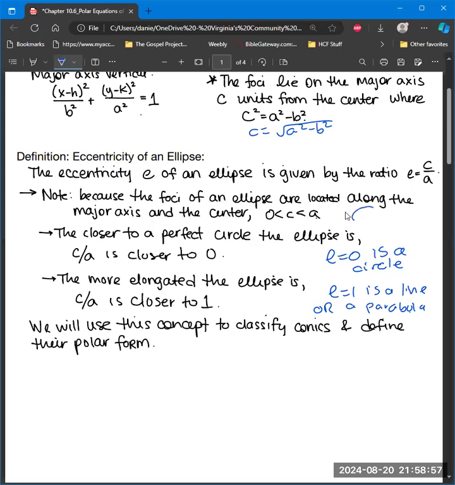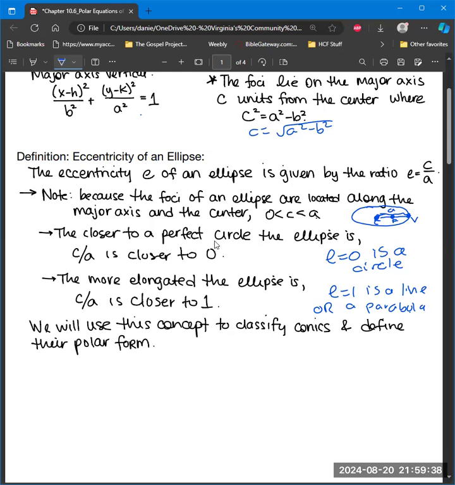Let me draw a picture here to show you what I'm saying. Here's the center, and here's the vertex out here. This distance is a, and the focus has to be somewhere along this line. So it has to be between a distance of 0 units from the center and a units from the center. Since the vertex is a units from the center, it has to be between the center and the vertex.